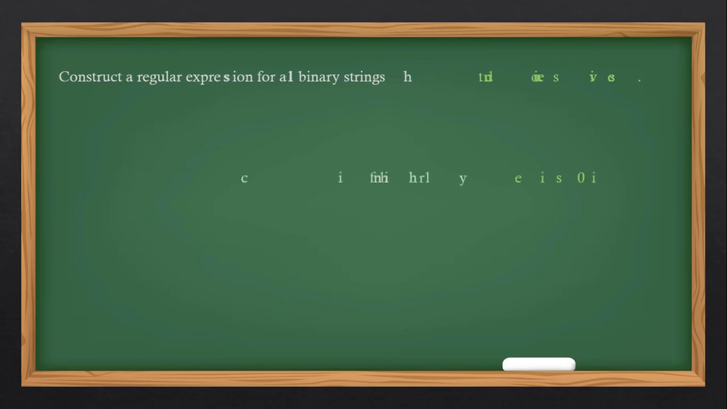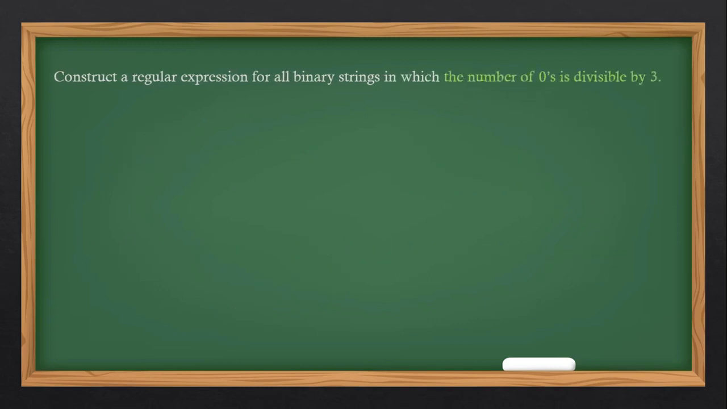Alright, next example. We have to create an expression for the language of all binary strings in which the number of 0s is divisible by 3. So for an example, let's take a random string here, 1001011. In this string there are 1, 2, 3 zeros, so this is an acceptable string. We can have no zeros, that is 0 zeros, which is still divisible by 3. We can have 3, 6, 9, and so on. So these are acceptable numbers of zeros that can occur in the string.